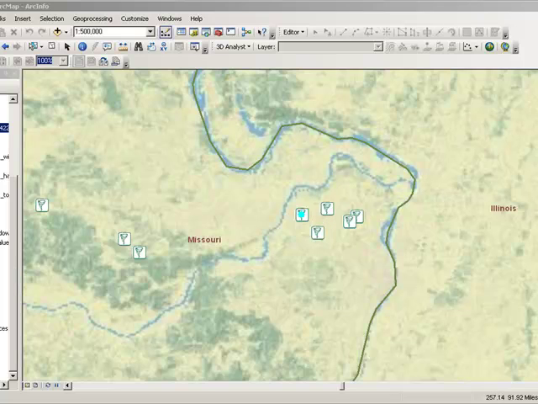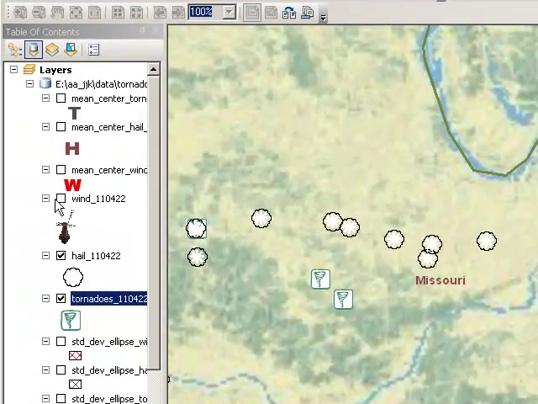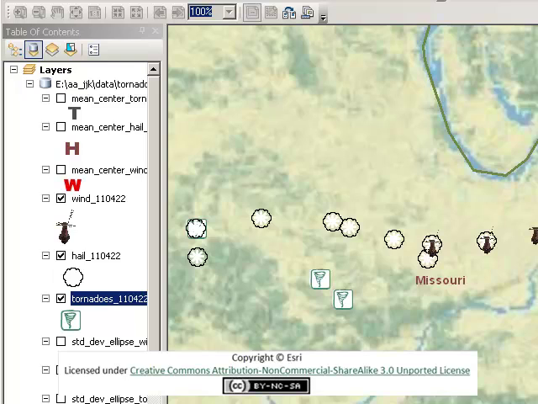Describe any wind and hail events. Here's hail. Here's wind events that occurred near the location of this tornado that day. And resave your map document.